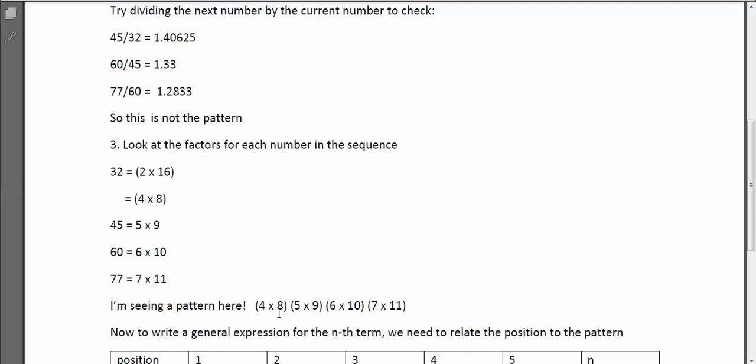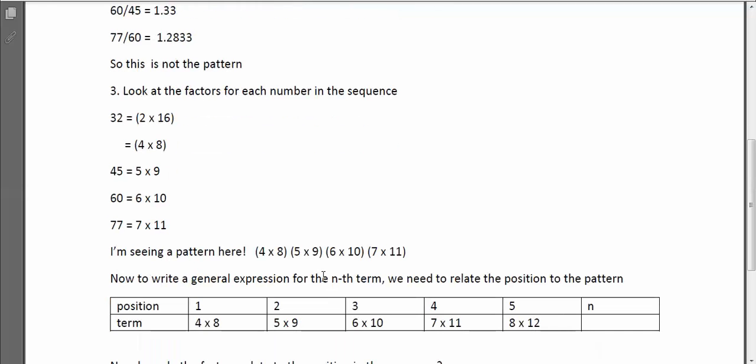But I want to get a general expression for the nth term. So let's put this information in a table. And if I notice here, I'm going to list the position that the particular number is in the sequence. So the first number was 32, which is position 1. The second number was 45, which is position 2, etc. And this is what I'm trying to solve for in the problem. So let's take a look at how each of the factors relates to the position number.